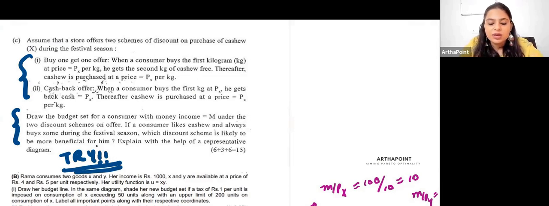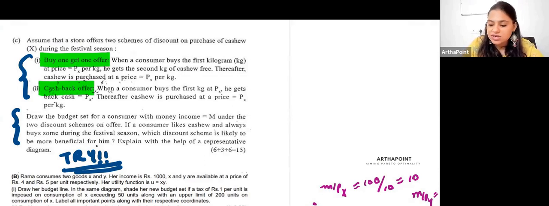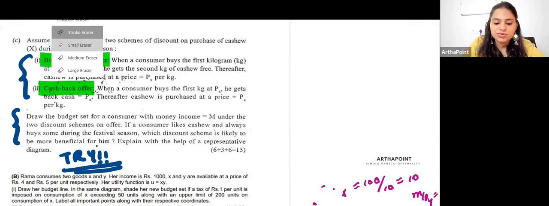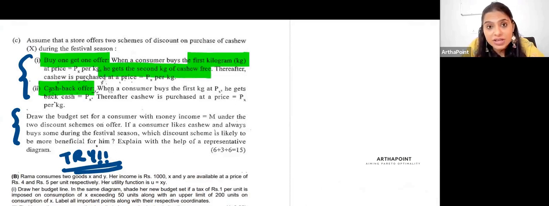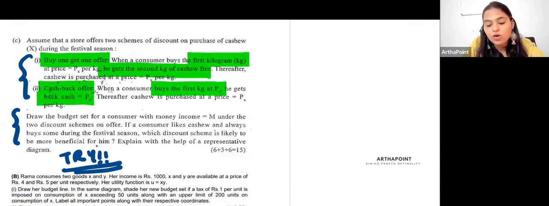Okay. So there are 2 offers that the store gives you. The first is buy one, get one offer, and the second is cashback offer. In the buy one, get one offer, when a consumer buys the first kg at price Px, he gets the second cashew free. In cashback offer, when he buys the first kg at price Px, he gets a cashback of Px, and then for the remaining he pays.